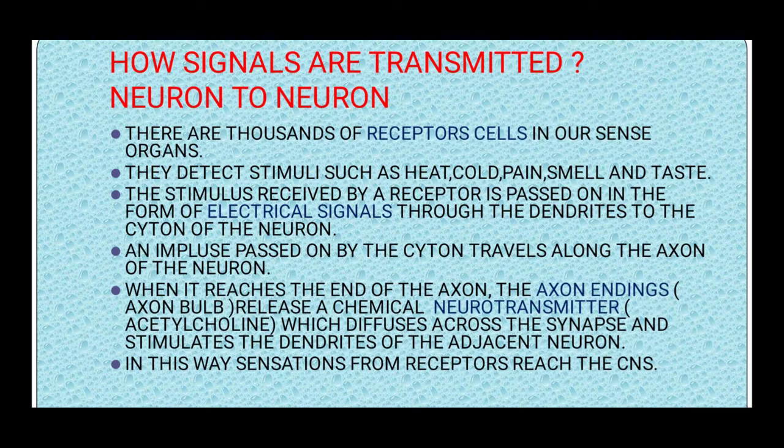When it reaches the end of the axon, the endings release a chemical called neurotransmitter, which diffuses across the synapse and stimulates the dendrites of the adjacent neuron. In this way, sensations from one receptor reach the CNS.